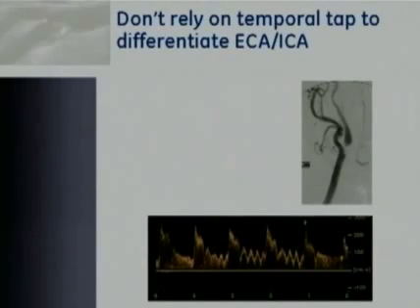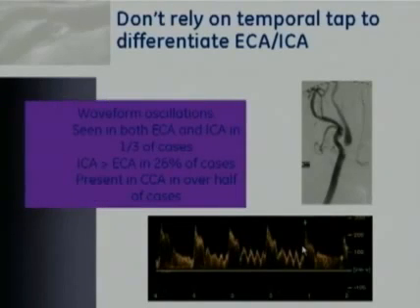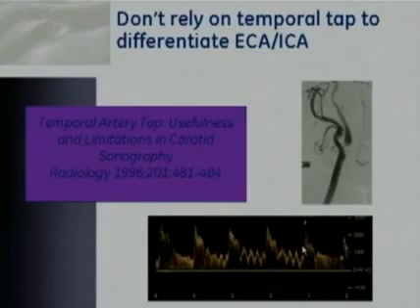Okay, differentiating between the internal and the external carotid artery. This is a key component of the exam, and actually something that can be quite challenging. One of the ways that's been suggested to help in this process is to perform a temporal tap maneuver. The temporal tap is a way that we tap on the temporal artery just in front of the ear. You can feel the pulsation. And then while you're in the vessel that you think is the ECA, you would tap on it, and while doing so, you would appreciate these oscillations in the waveform. But unfortunately, that's really not that accurate.